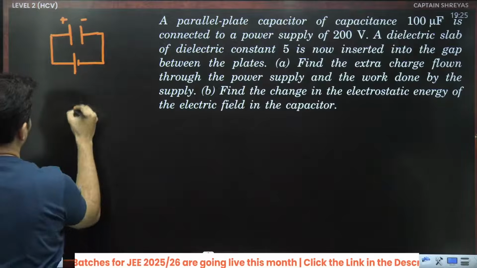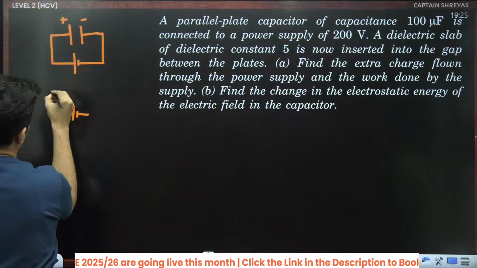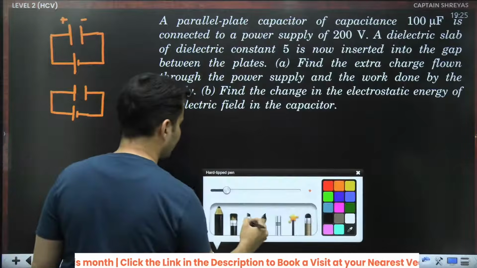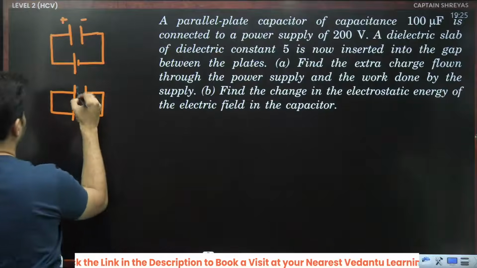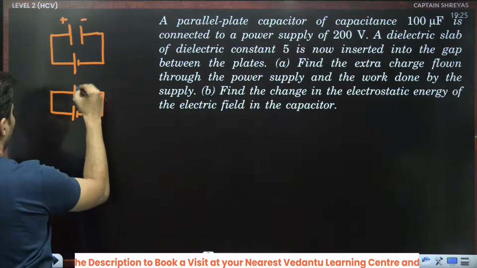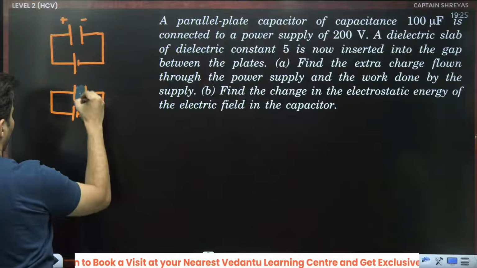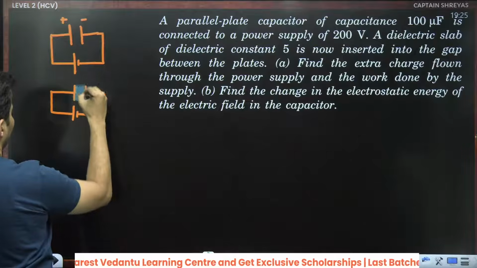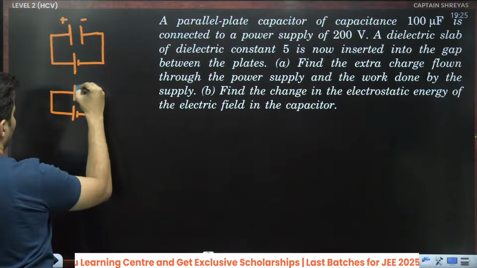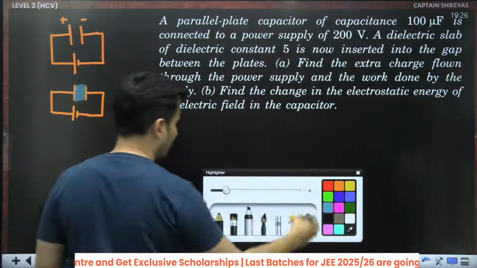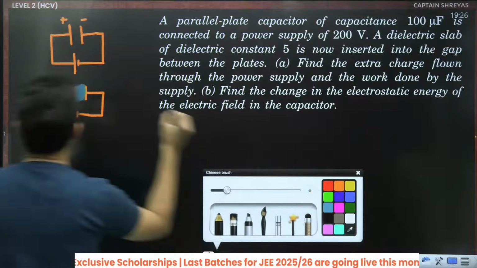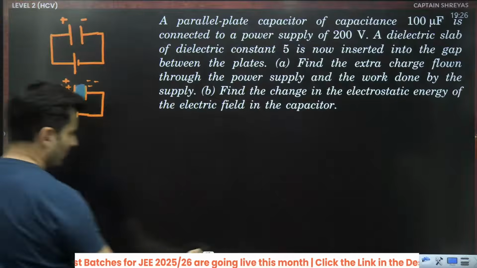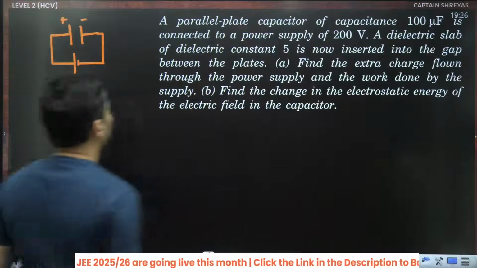Positive, negative. Now, there is a slab in between. There is some kind of a slab in between over here. So obviously the charge which will be there will also be different. There will be a different amount of charge over here. Okay, so let's do this question.